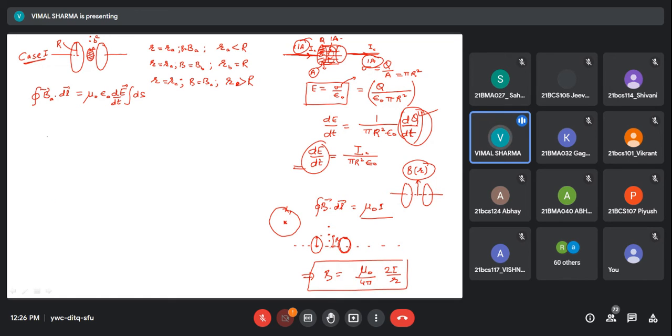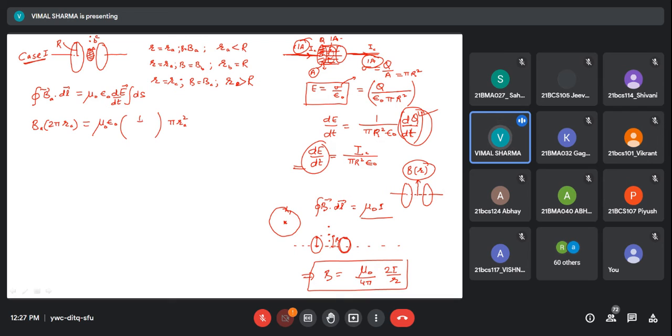Okay, and I can write this as B_a. We have an idea about these simplifications, so I can write the closed line integral of dl. It is part of this loop, so I can write 2 pi r_a, is equal to mu naught epsilon naught times d by dt of E. I know that expression, and the flux linked with this loop is the area of this loop, pi r_a squared.